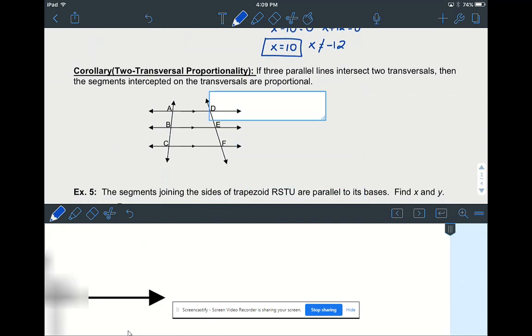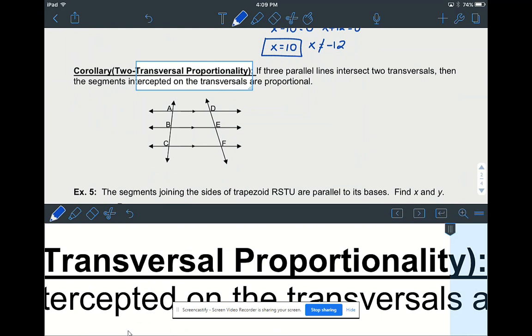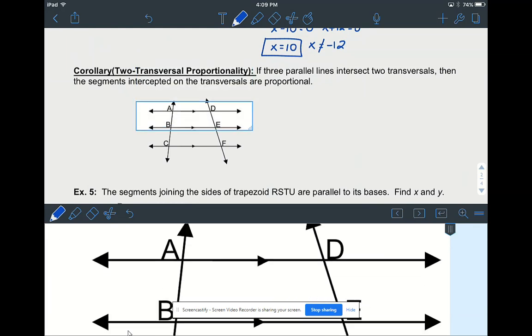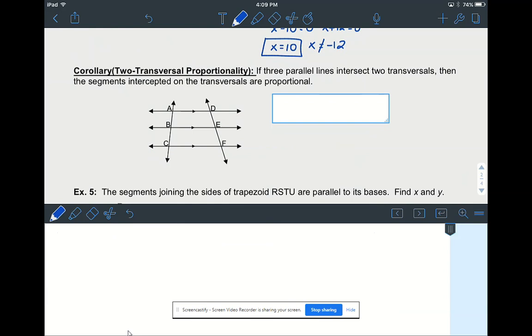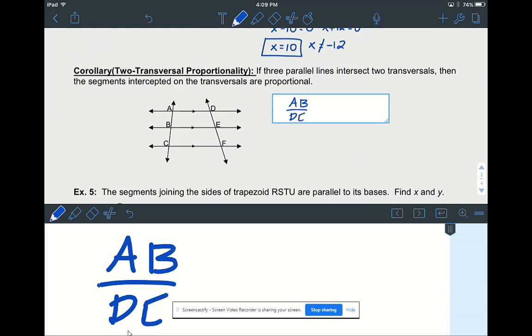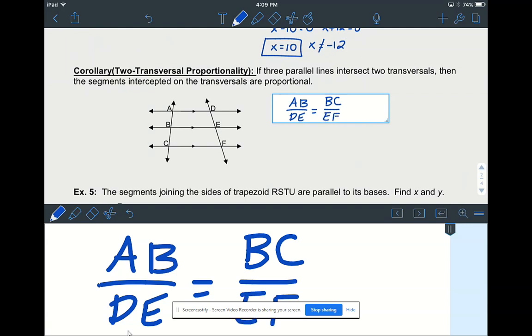Corollary to transversal proportionality. Whenever we have more than two parallel lines, we can cut them by transversals, meaning that we can create proportions within the sides here. So for example, you could do AB to DE, left to right, and then BC to EF. This is just not inside of a triangle. You could do left to right, just like we did in a triangle, but it doesn't always have to be inside of a triangle. You can have 3 parallel lines like this and still complete the same proportion.